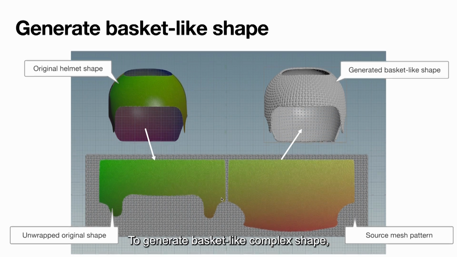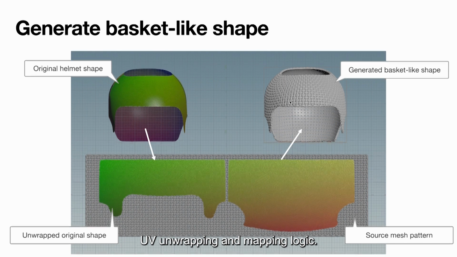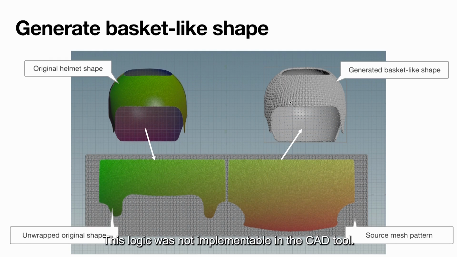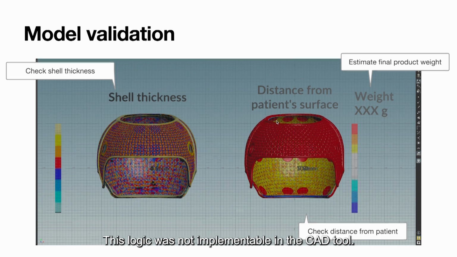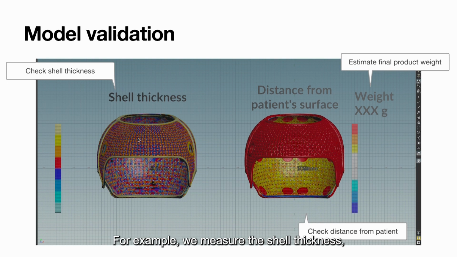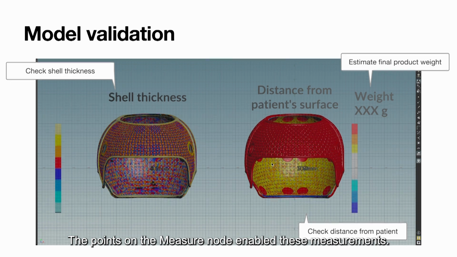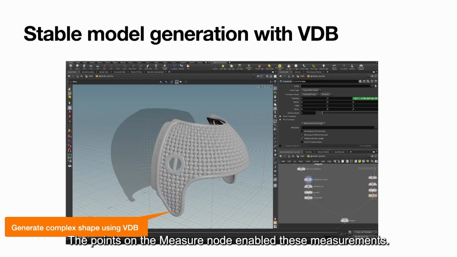To generate the basket-like complex shape, we used UV wrapping and mapping logic. This logic was not implementable in the CAD tool. And to validate data, we take some measurements using VEX. For example, we measure the shell thickness, helmet weight, and distance between the baby's head and shell. The point variable node and the measure node enable these measurements.